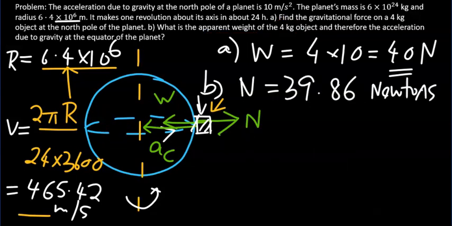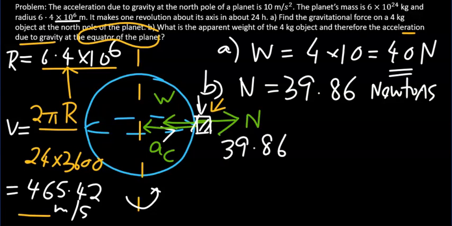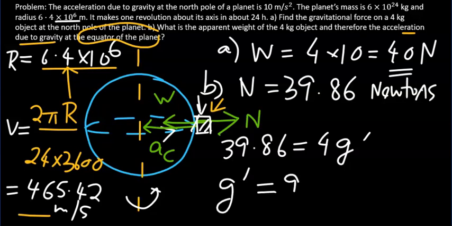Having found the apparent weight, we can use that to determine the acceleration due to gravity at the equator of the planet. And how do we do that? Since the apparent weight at that point is 39.86 newtons, that is quite simply equal to the mass of the object, which is 4 kg, times the gravitational acceleration at that point. Let's call it g prime. And you can get g prime. And when you do the calculation, you get 9.965 meters per second squared.